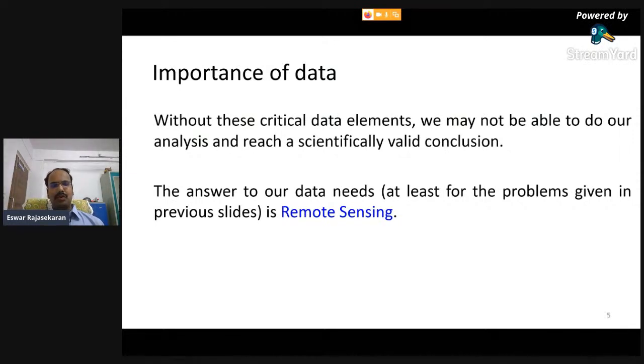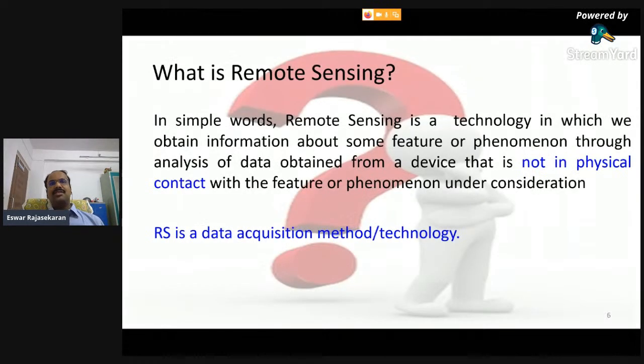So the answer to most of our data needs, at least for the problems that I have mentioned in the previous slides, is remote sensing. So what exactly is remote sensing? You people should be knowing this, at least the definition.